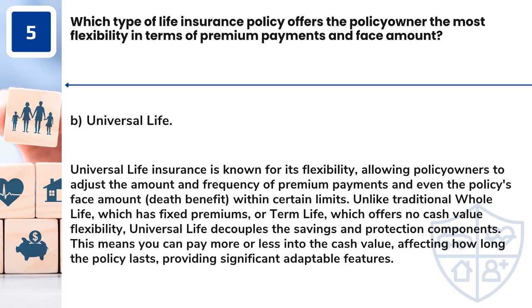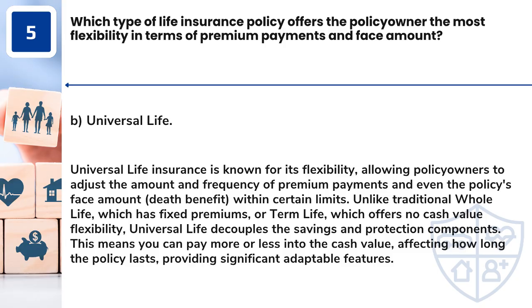Unlike traditional whole life, which has fixed premiums, or term life, which offers no cash value flexibility, universal life decouples the savings and protection components. This means you can pay more or less into the cash value, affecting how long the policy lasts, providing significant adaptable features.